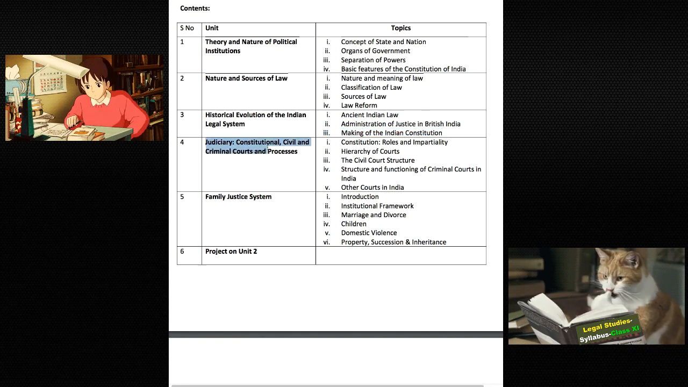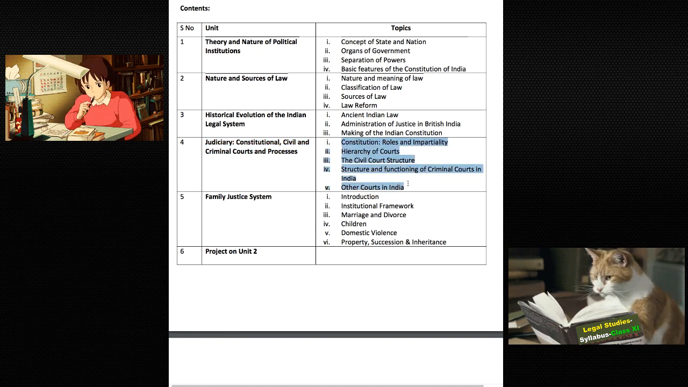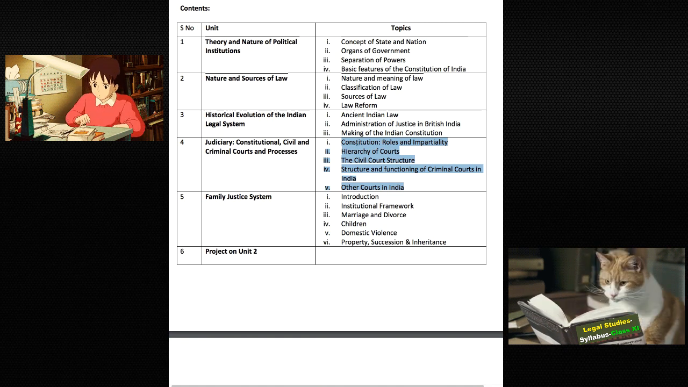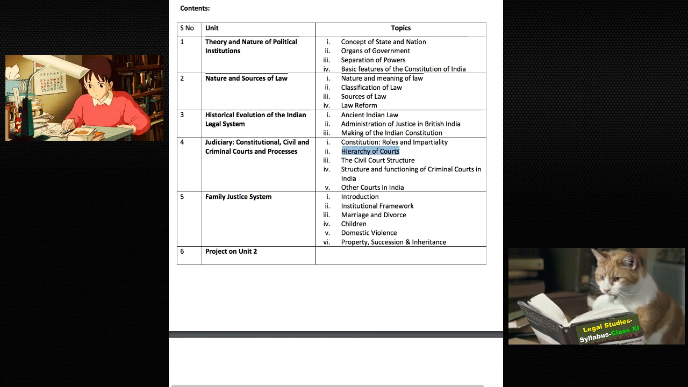Next unit is judiciary, constitutional, civil and criminal courts and process. So in this unit we will see 5 chapters. We will be talking about the constitution, roles and impartiality. What are the roles that the constitution defined basically for the judiciary? We will check out here what is the structure of judiciary, starting with the Supreme Court to the lower court, that is district court. Next one is the civil court structure.